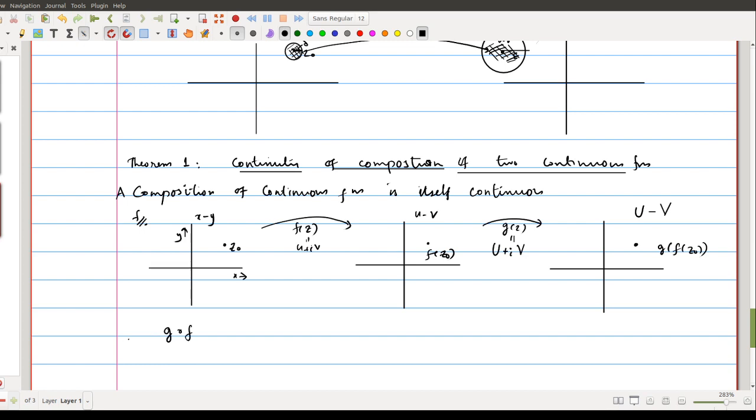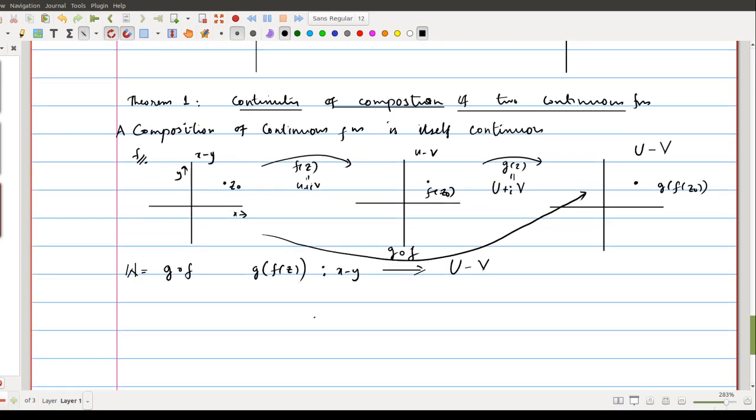Okay, so what you have to prove is, if you compose g and f as g composition f, we call it some capital W, and we can consider this as a function of the form g of f of z. We need to prove that this is a continuous function. In fact, this is a function from the domain of f to the codomain of g. That is, g composition f is a function from the xy plane to the capital UV plane. So this is the domain and codomain of the composition.